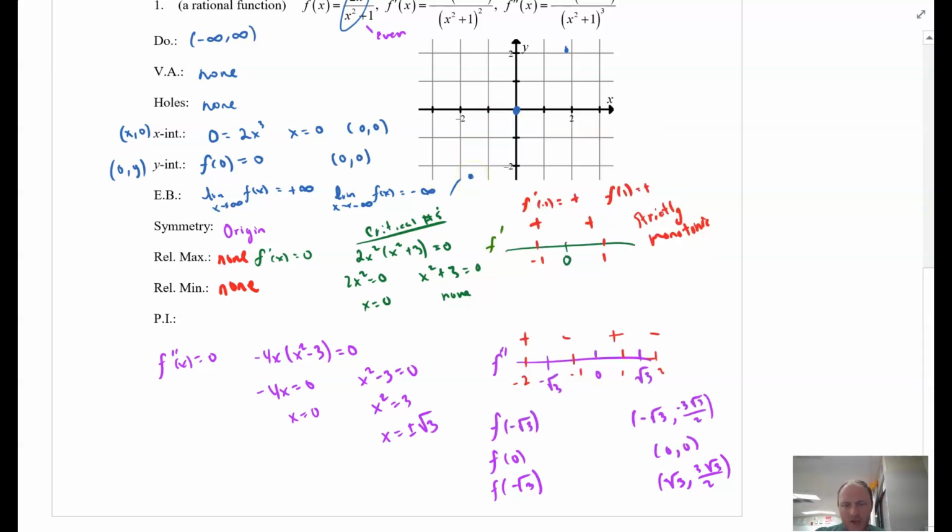Okay. All right, so always increasing, and then from negative infinity to negative root 3, it is concave up. So we'll go like this. From negative root 3 to 0, it's concave down. So we get this going on. From 0 to root 3, it is concave up. Okay, and then from root 3 to positive infinity, it's concave down. Okay, and here is your graph.